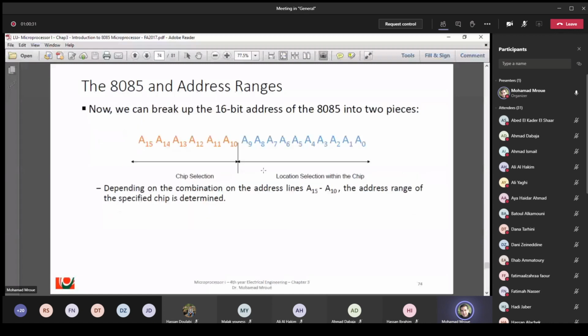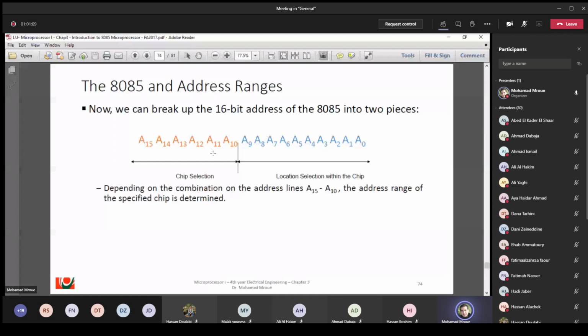So in this case, we can break up the 16-bit address of the 8085 into two pieces. Depending on the combination of the address lines, A15 to A10, the address range of the specified chip is determined. So we have the higher bits, the higher 6 bits, used for the chip selection, and the other bits used for the location selection within each chip. Here, as we said, we have 64 chips, and each chip has a size of 1K.